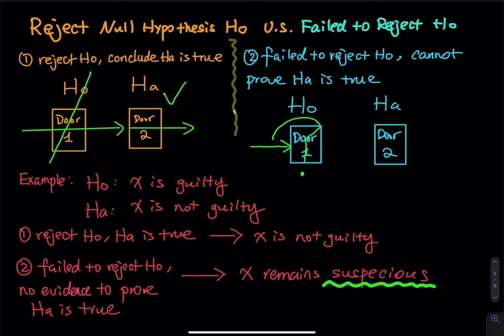I failed to prove that X is guilty. It doesn't mean that person is not guilty. I failed to prove that person is guilty, but it doesn't mean that person is innocent. So fail to reject means that person remains suspicious. Is that person guilty? We don't know. Is that person not guilty? We don't know. But at this point, that person remains suspicious. So that's the difference between reject H0 versus fail to reject H0.